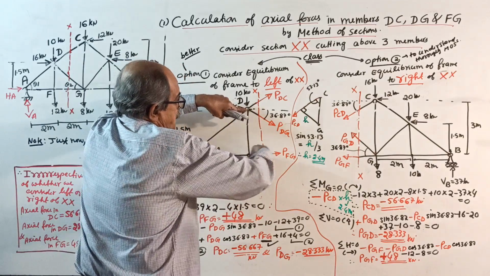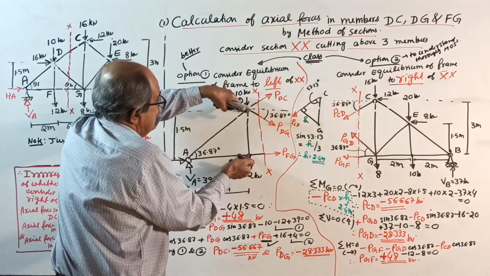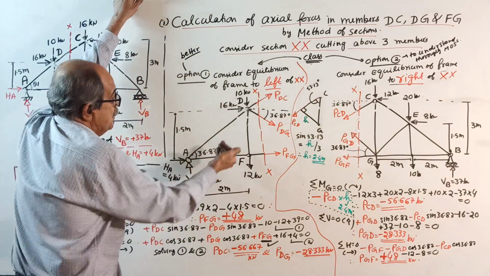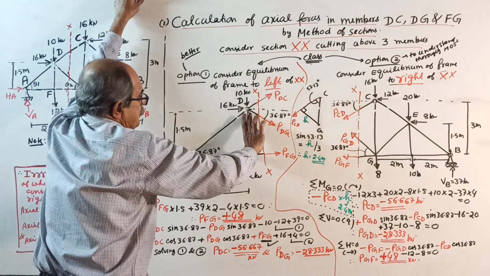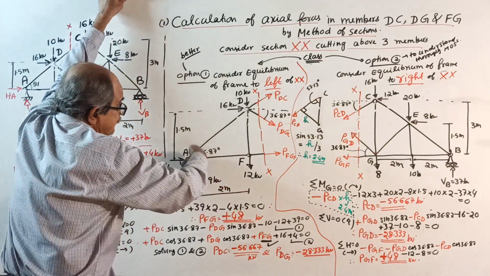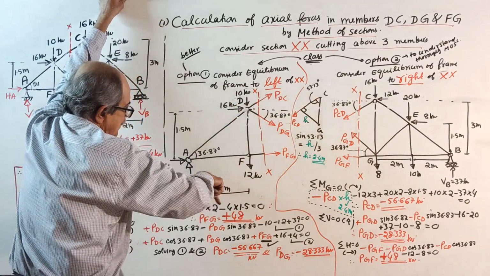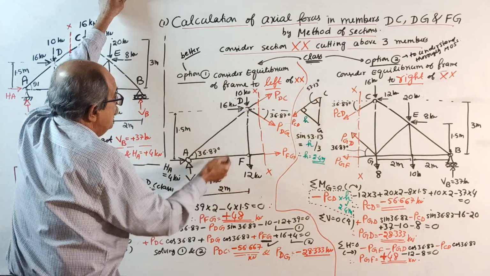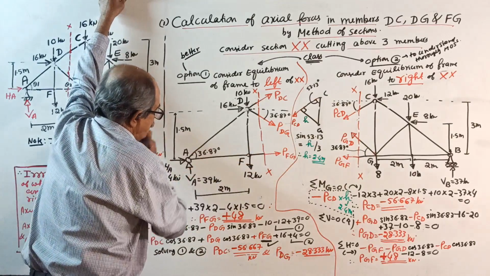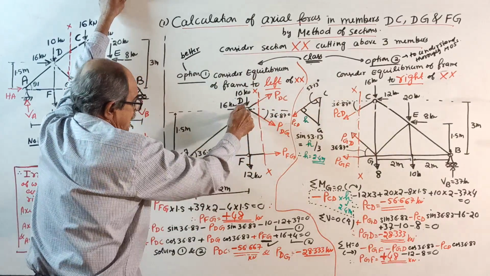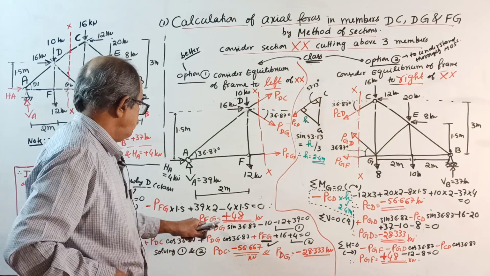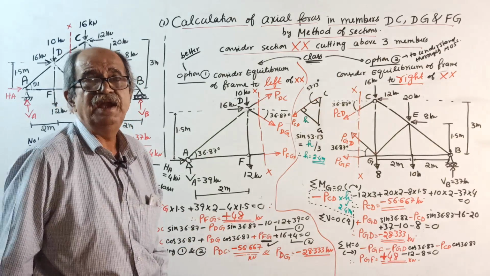Minus PFG into this height, 1.5 meter, minus PFG into 1.5. Then this into 0, plus about this point plus 39 into 2. Then 4 is there, minus 4 into 1.5. That's all equal to 0. You will get PFG equals plus 48 kilonewton. Leave it.